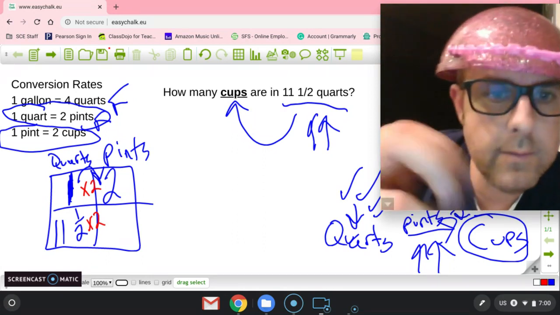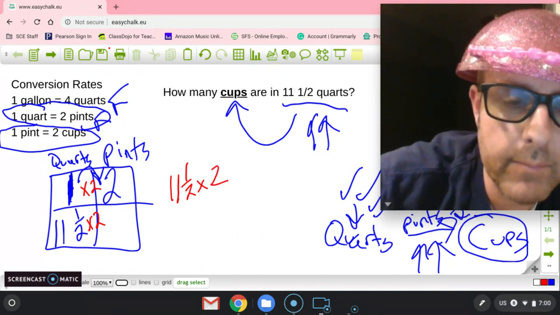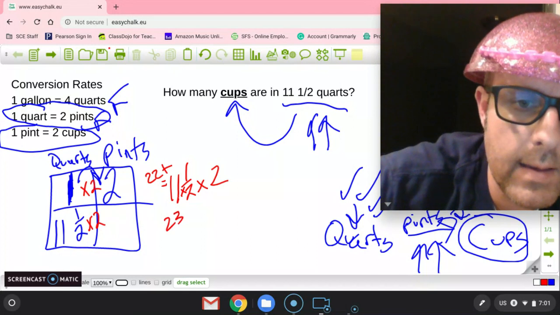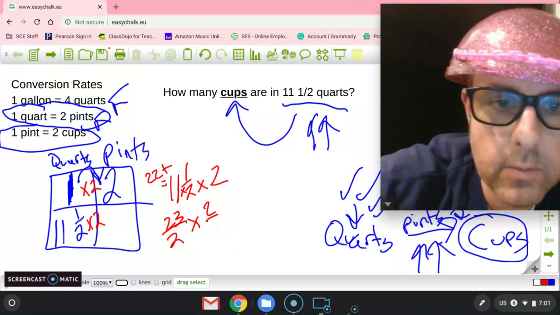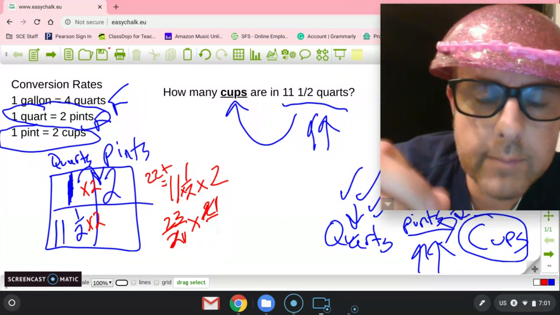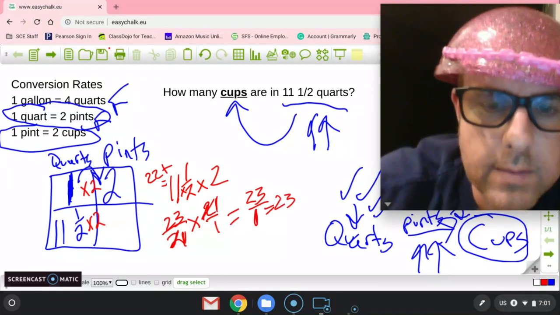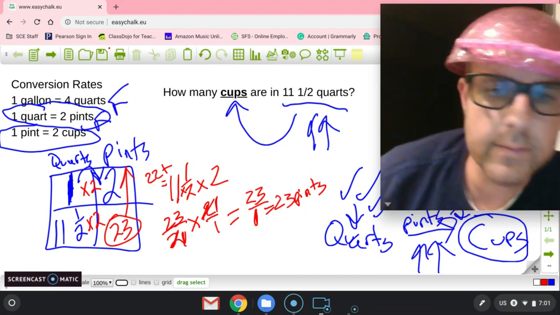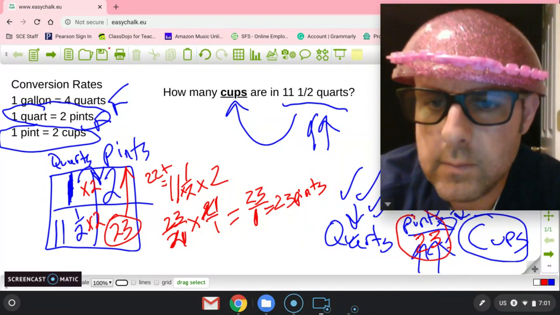Some of you all can do that in your head. If you can't, we do 11.5 times 2, which is, we have to make this mixed number improper. So 2 times 11 equals 22, plus 1 is 23 over 2, times 2 over 1. We can cross simplify 2 and 2. 2 becomes a 1, 2 becomes a 1 because we can divide them both by 2. Well, top times top, bottom times bottom. 23 times 1 is 23. 1 times 1 is 1, which equals 23 pints. So our answer here is 23 pints. So now here we have 23 pints.